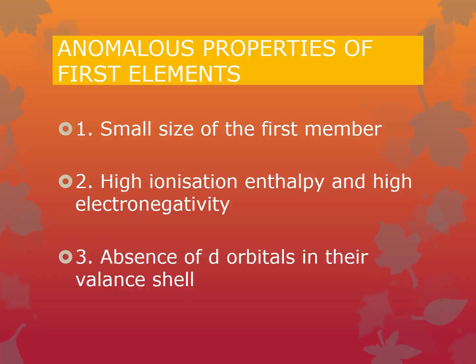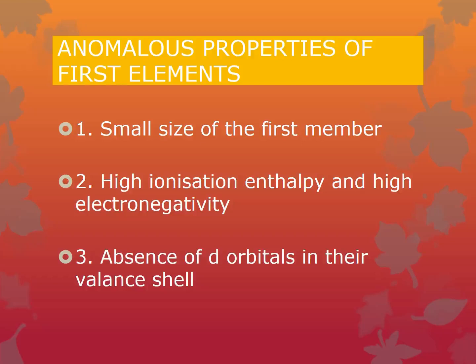In p block elements, the first member shows anomalous behavior. The behavior is very different because of the small size of the first member. Then electronegativity is high, ionization enthalpy is high. Then d orbitals will not be there, so absence of d orbitals in their valence shell. So due to these properties only, the first members of each group have anomalous behavior.